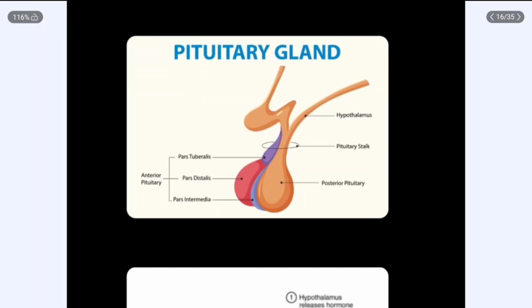Here we can see the pituitary gland. This is the pituitary gland which is connected to the hypothalamus through the infundibulum, which is also called the pituitary stalk. Here you can see the anterior pituitary. This portion is the anterior pituitary and this is the posterior pituitary. The anterior pituitary has three parts: pars tuberalis, pars distalis, and pars intermedia. The posterior pituitary is also called pars nervosa.